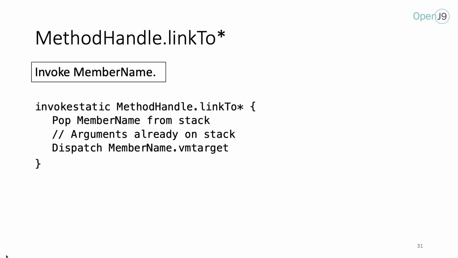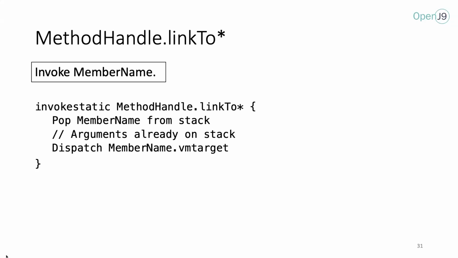Over here, we're going to dispatch the method that's stored in the member name. By dispatch, what I mean is for linkToVirtual and linkToInterface, we won't know what the concrete implementation of the method is. So we have to do a vtable or an itable search to determine the concrete implementation. And that is what dispatch refers to over here. And dispatch, after finding what method to execute, will run that method. And at the end, these linkTo methods, again, just invoke the member name.